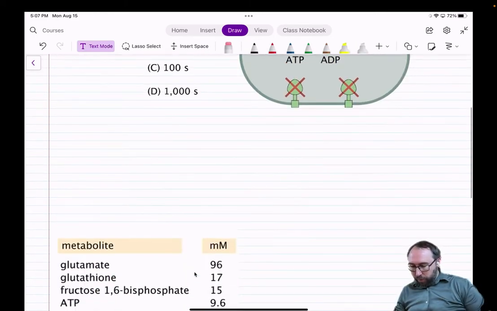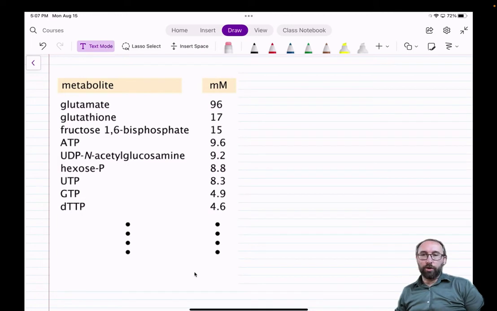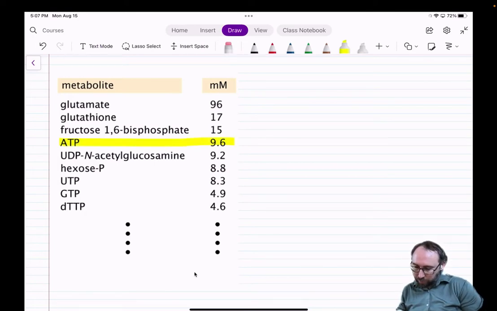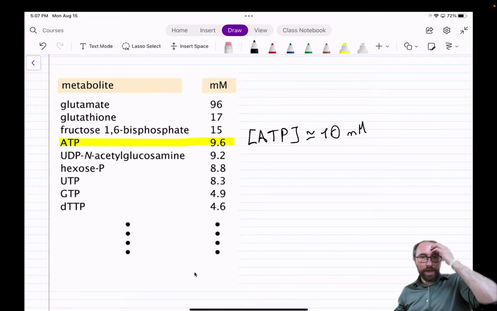Okay, so if you look at the concentration of metabolites in E. coli, and these are ordered from highest concentration to lowest, you see that there's on the order of 10 millimolar of ATP inside the cell. Okay, and what does this mean in terms of the number of molecules?